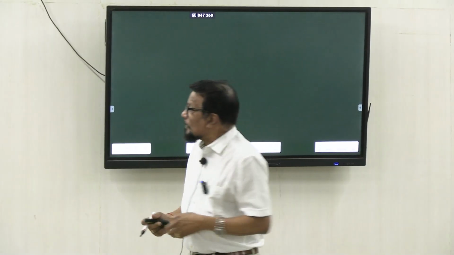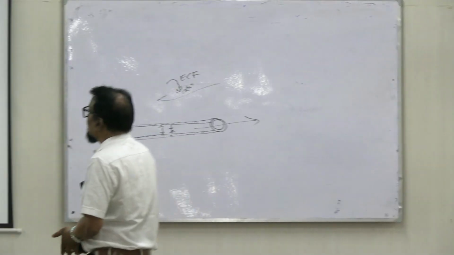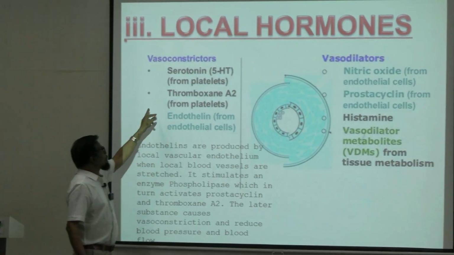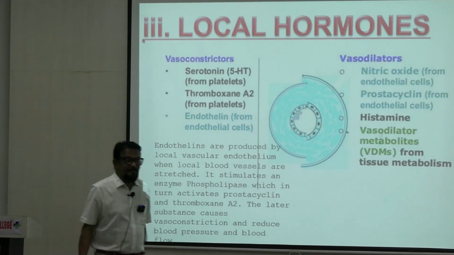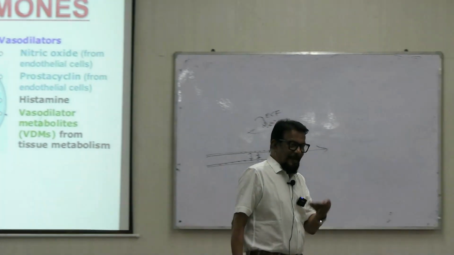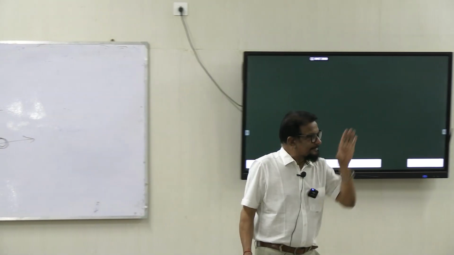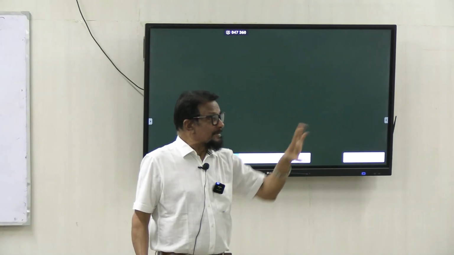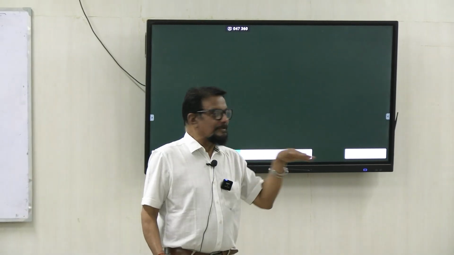From the endothelium, we can also get serotonin or 5-hydroxytryptamine, and thromboxane A2. They are vasoconstrictors. When blood supply has to be reduced, these local hormones will be secreted from the endothelium. They narrow the blood vessels, and the precapillary sphincters will be contracted. So there will be less blood flow to the tissues.